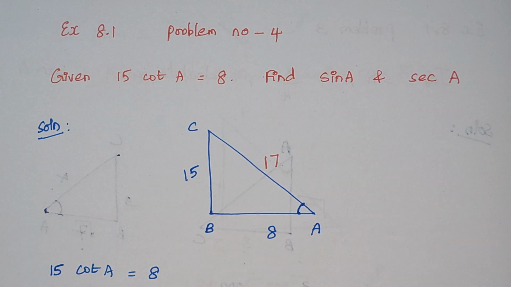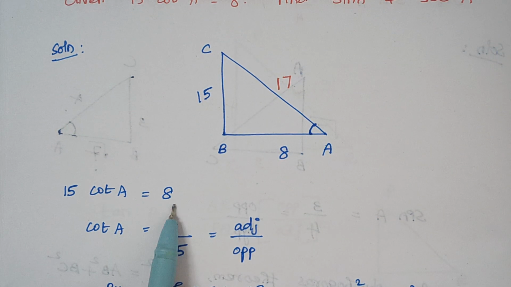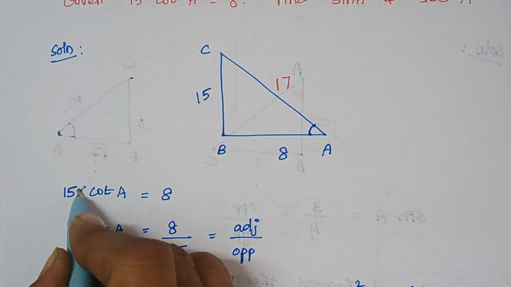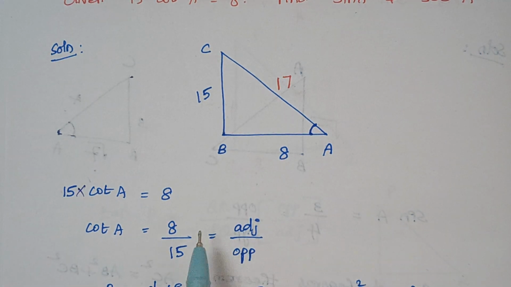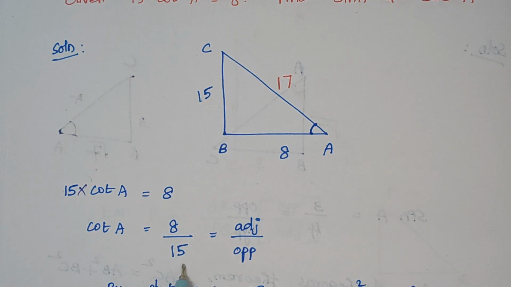So here the first step is you have to draw the triangle. So what is meant by cot A? You see here the given expression is 15 cot A is equal to 8. Now I am moving this 15 to the right hand side. Here it is in multiplication, so in the right hand side it occupies the division part, right? So cot A is equal to 8 by 15.